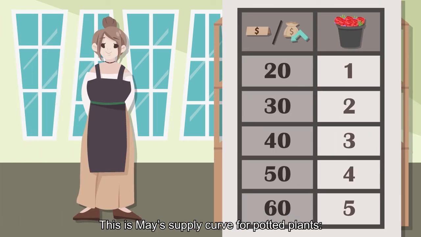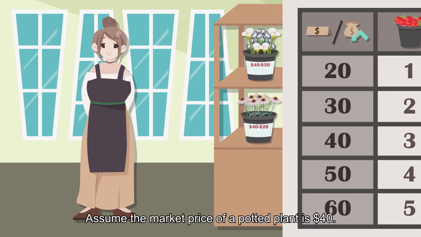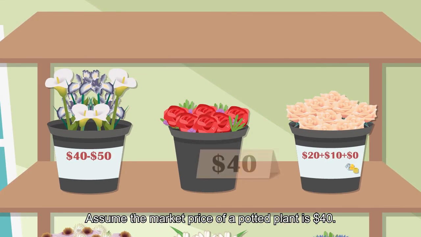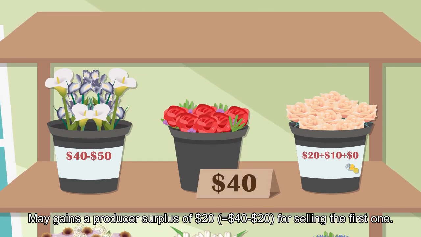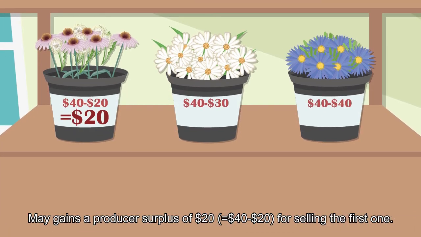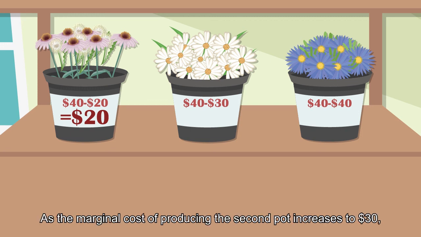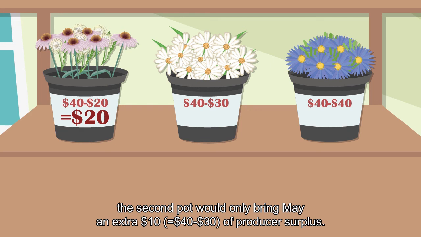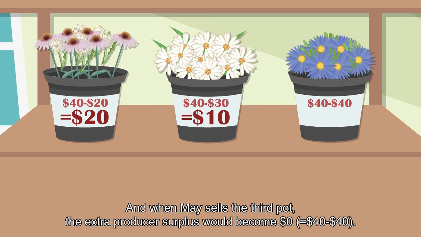This is May's supply curve for potted plants. Assume the market price of a potted plant is $40. May gains a producer surplus of $20, $40 minus $20, for selling the first one. As the marginal cost of producing the second pot increases to $30, the second pot would only bring May an extra $10, $40 minus $30, of producer surplus. And when May sells the third pot, the extra producer surplus would become $0, $40 minus $40.